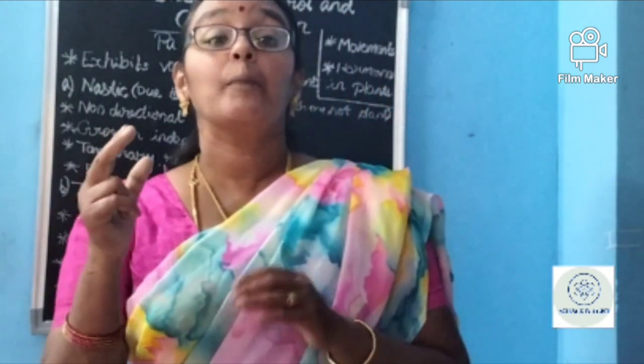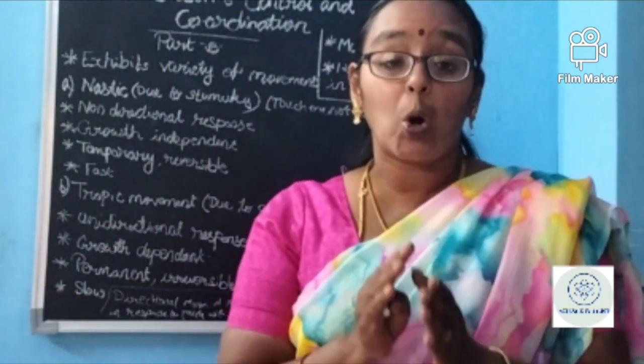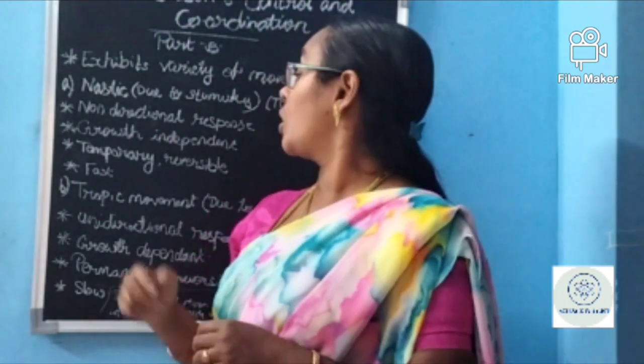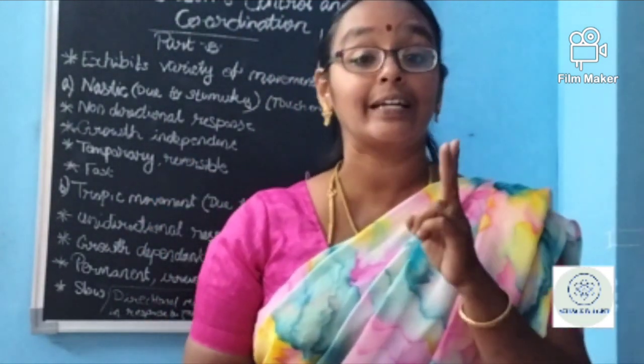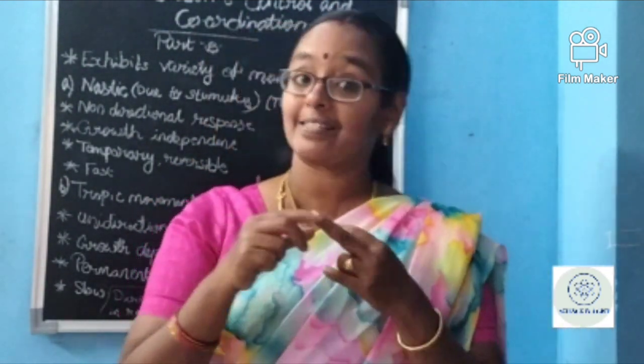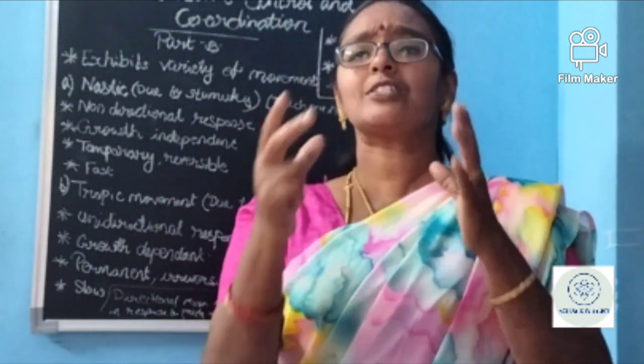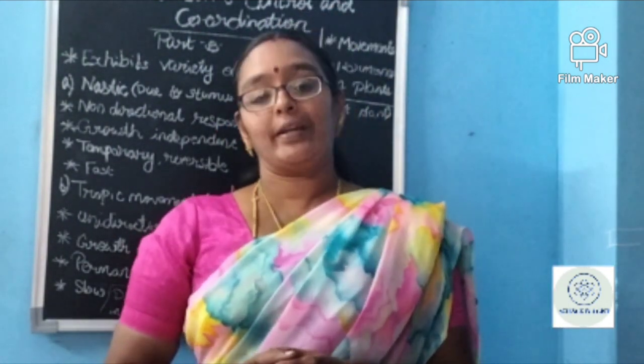Then the movement which depends on growth, or movements due to growth, is called tropic movement. That is the second type of movement. What was the first type? It was nastic movement, and the second type is tropic movement. What is this tropic movement? I'll tell you an example.